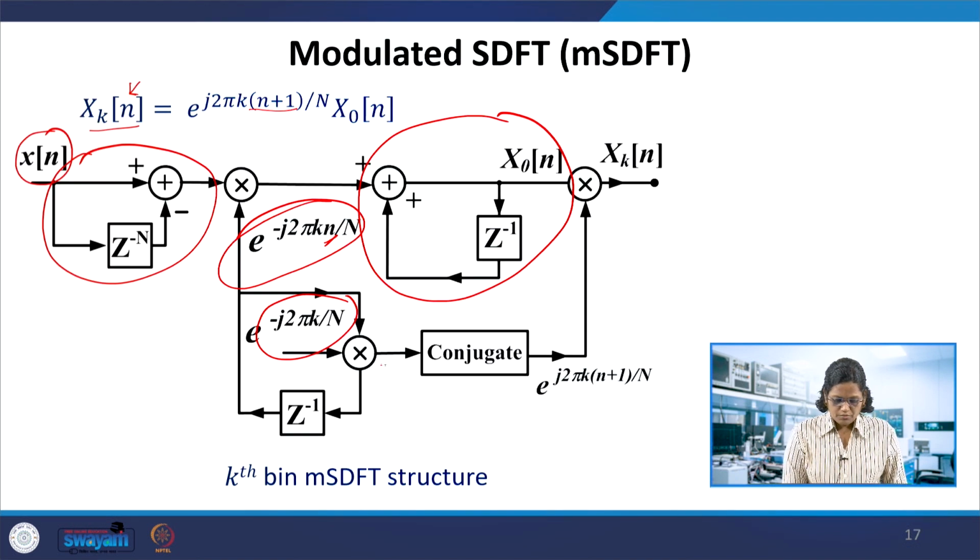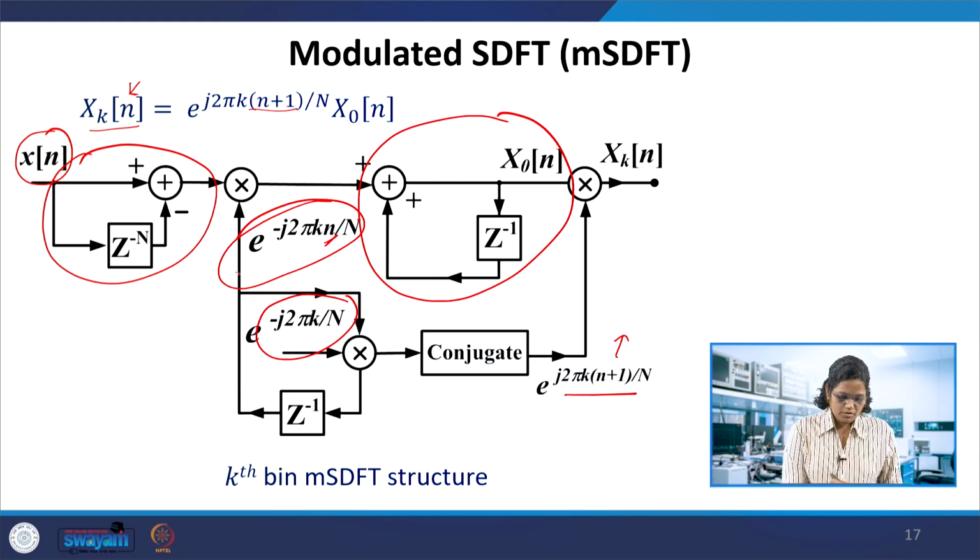And then we have this conjugate here, which would be e^(j2πk(n+1)/N), same. The delayed and multiplied over here, because we have this plus 1, so that would be taken, and here if we rearrange this equation, you will get this.